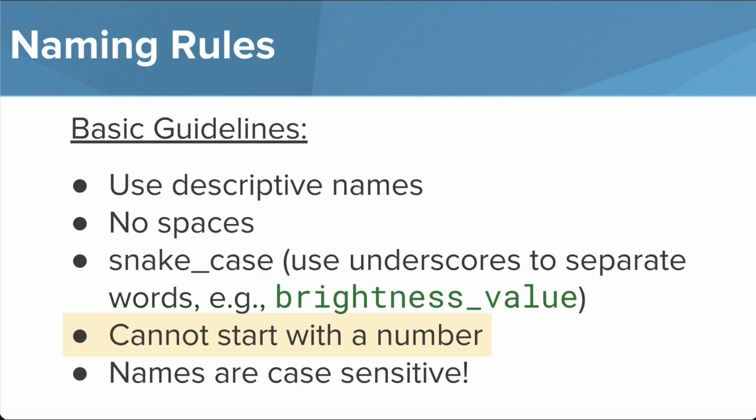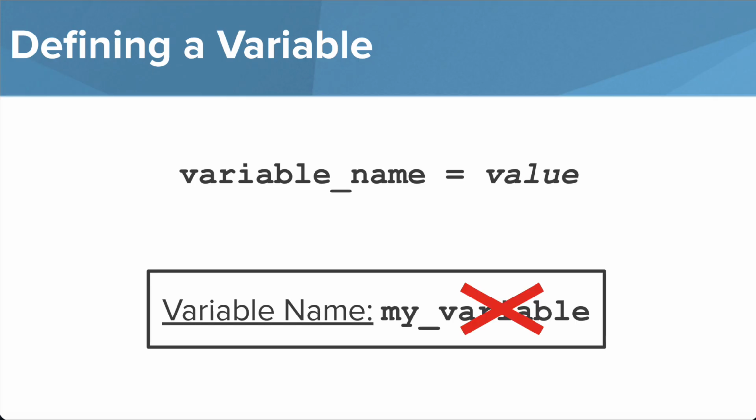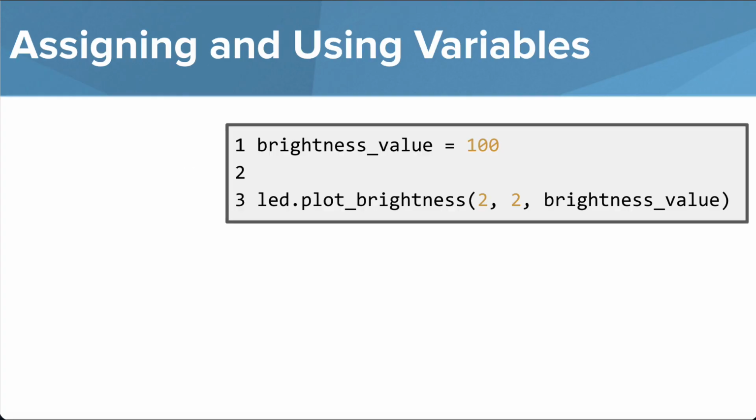If you try to start a name with a number, the computer will respond with an error, so either move the number to another place or write it out using letters. And remember, names are case sensitive. Before you use a variable, you need to give it a name and assign it a value. When naming our variables, we need to be sure to follow our guidelines, so we would not want to use this name because it is not descriptive of the value that it holds.